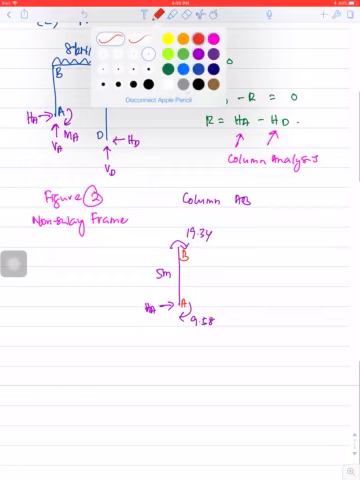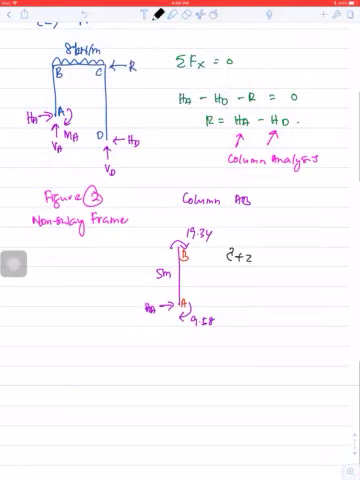Okay, by taking the moment at B equal to 0, we will get 19.34 plus 9.58 minus 5HA is equal to 0, so we get HA equal to 19.34 plus 9.58 divided by 5, so we get 5.784.